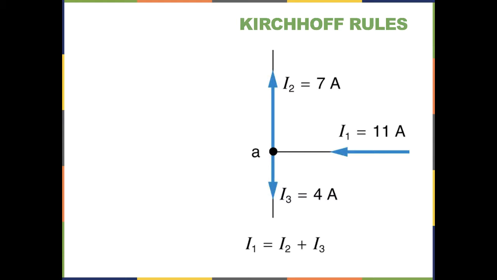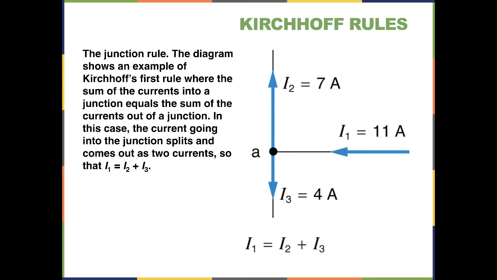So here's an example of the junction rule. You're going into junction A here with 11 amps on I1, and this divides up to 7 amps to I2 and 4 amps to I3, so that I1 is equal to I2 plus I3. The junction rule diagrammed here is just as I've described.